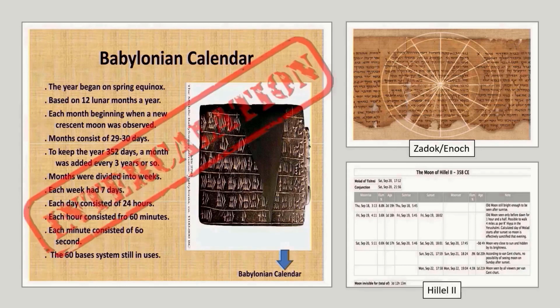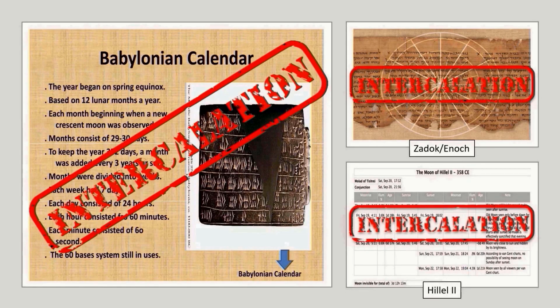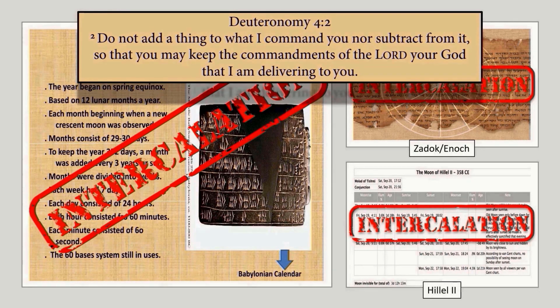They all require intercalation. This is the insertion of a week, a month, or a leap day, as we saw in the Zadok calendar. They had to add 4 days to make it work. And still it's 1 day short of a 365.24 solar calendar. But they had to do this in order to follow the seasons or the moon phases. And what about Deuteronomy 4:2?